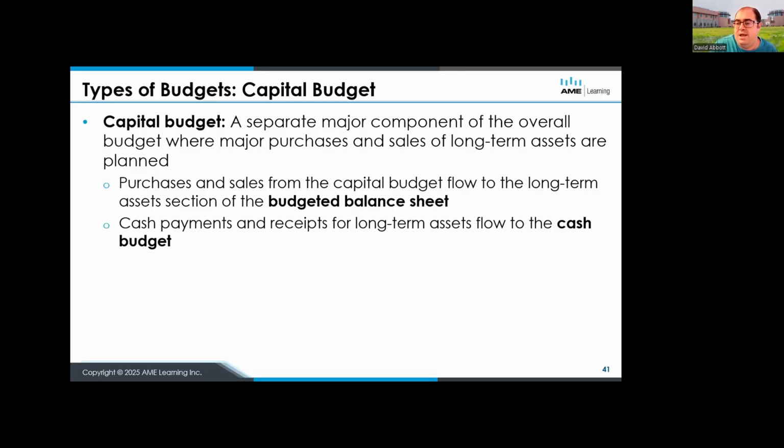So maybe even in our business, depending on what it is, we may need to purchase new computers, or a new piece of manufacturing equipment, or a new truck, or we're doing renovations to our facility. Those would all be examples of capital expenditures that we would use the capital budget to capture.